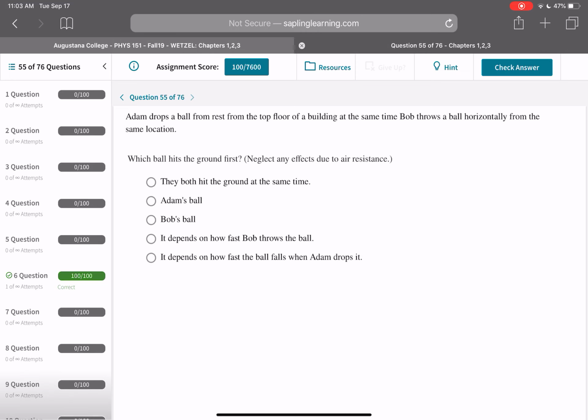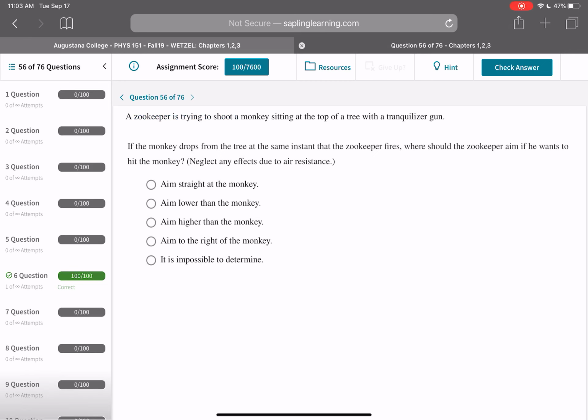Adam drops a ball from the top of a building, and another is fired horizontally from the same location. Which hits the ground first? Since they're both dropping vertically, they both hit the ground at the same time. A zookeeper is trying to shoot a monkey sitting on top of a tree with a tranquilizer gun. If the monkey drops from the tree at the same instant the zookeeper fires, where should the zookeeper aim if he wants to hit the monkey? Okay, aim straight at the monkey.